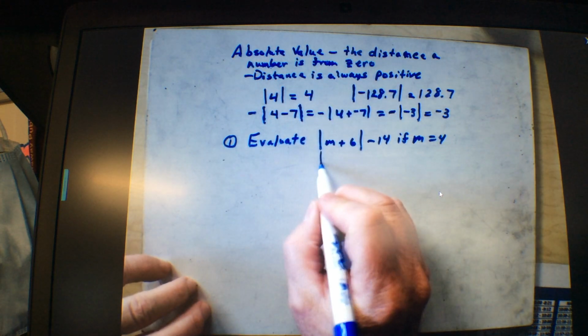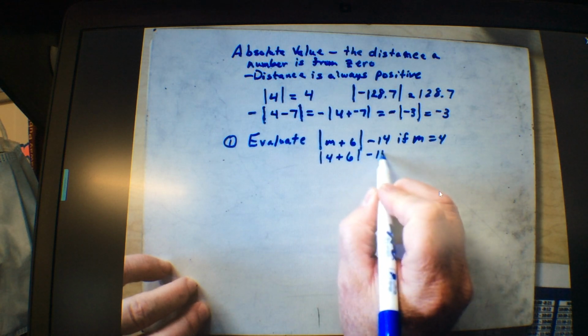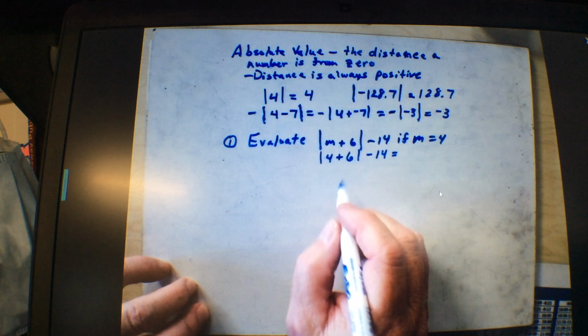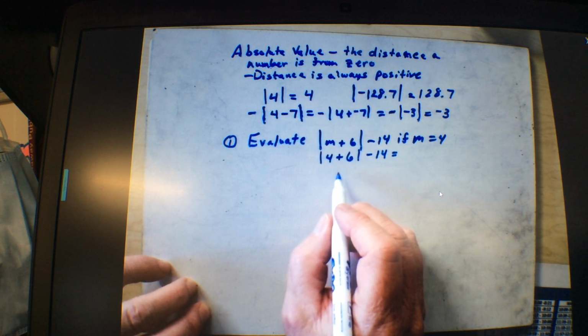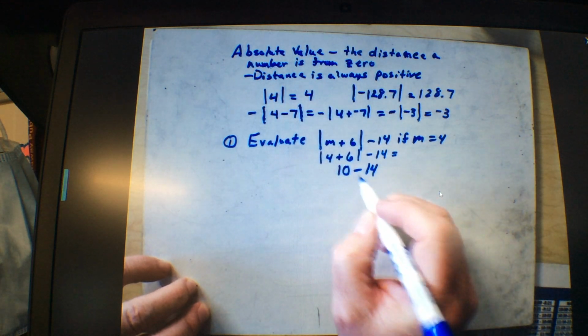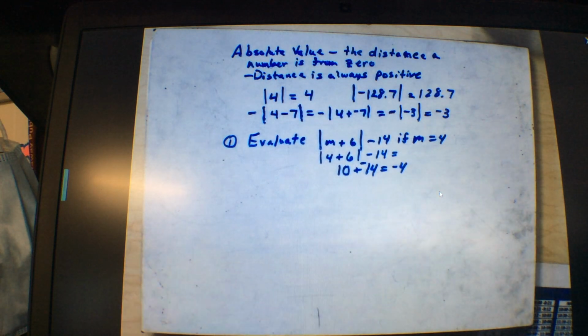So if I put 4 in there, what is the absolute value of 4 plus 6? It's the absolute value of 10, which is 10. And what's 10 minus 14? It's plus a negative, it's a negative 4. Once again, we had an absolute value involved, and we got a negative, didn't we? Just because there's absolute value doesn't mean you're going to get a positive. It depends on where the minus sign is.